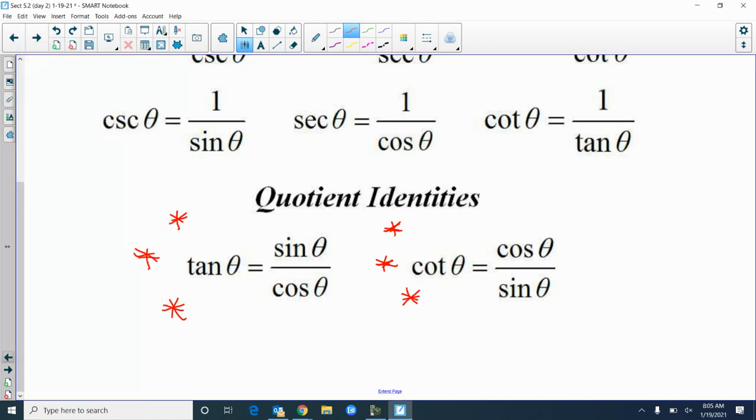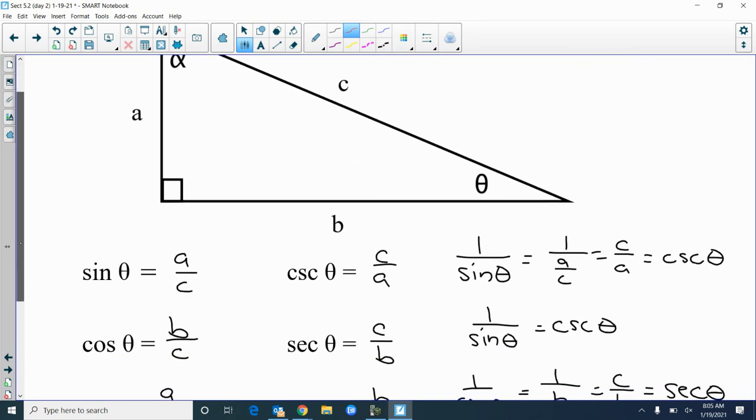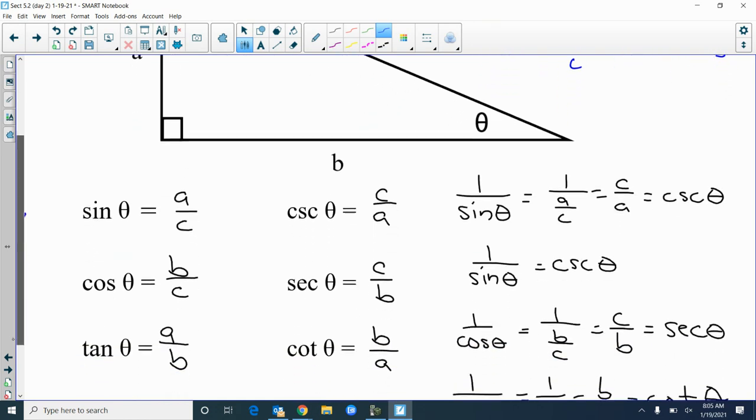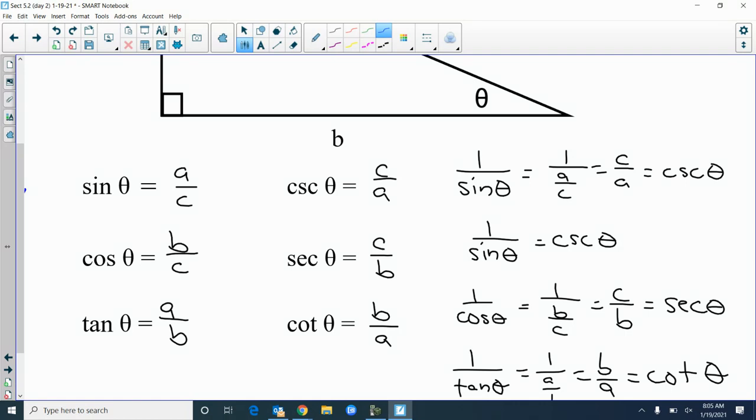Now, to prove it in all cases, I'm just going to go up here. Sine divided by cosine. I'm going to go over here. Sine of theta divided by cosine of theta in a right triangle. Well, what is the sine of the angle? The sine of the angle is A over C. What is the cosine of the angle? It's B over C. If I simplify that, that's A over C times C over B. The C's cancel, and I'm left with A over B. Well, what's A over B equal? A over B equals tangent. So that proves it for all cases.